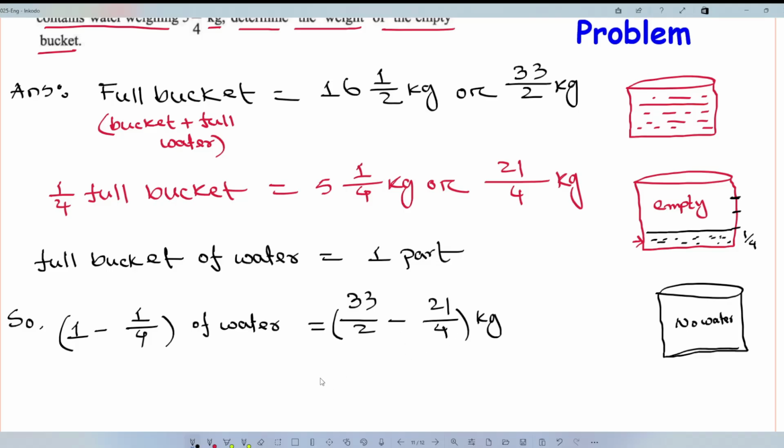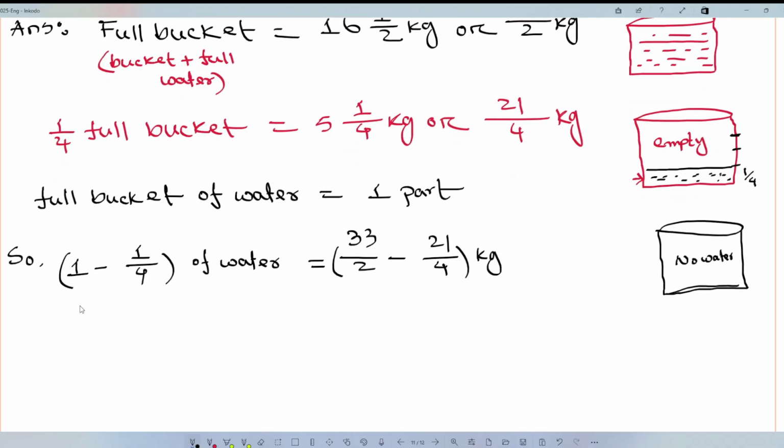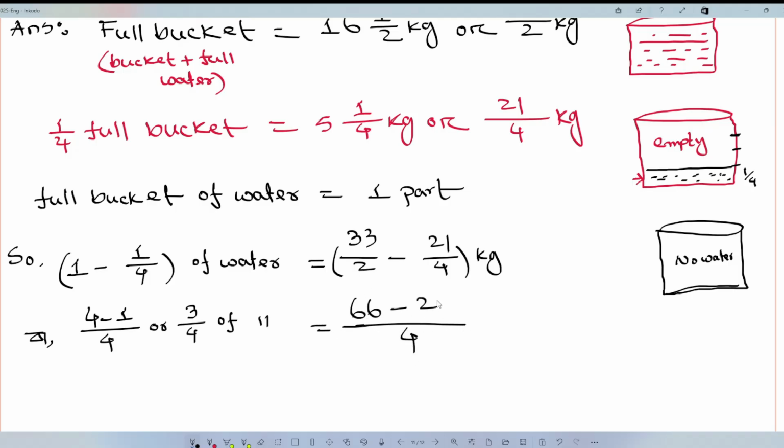kg. So here is fractional subtraction, so 4 minus 1, or we can say 3/4 of water equals, here is 4, so this is 66 minus 21, this is kg. So we can say 3/4 of water means, here 6 minus 1 is 5, 6 minus 2 is 4, divided by 4 kg.